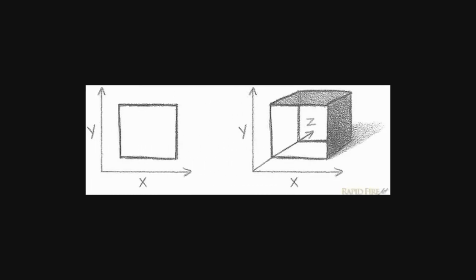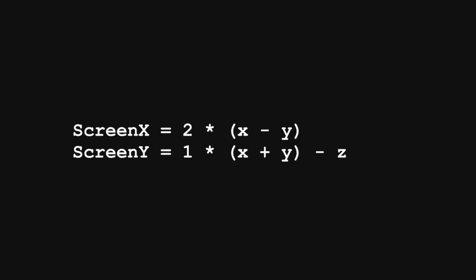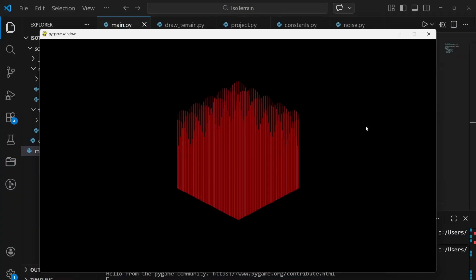The first thing I needed was a formula to project 3D coordinates into 2D isometric ones. I found this formula online, which can be simplified for our purposes by getting rid of the trig functions in favor of a 2:1 ratio of width to height, and of course adding an offset to center the projection. We can use this using a simple function with the inputs of the x and y world coordinates, and it looks something like this. I'm drawing the result as lines using the Pygame library.